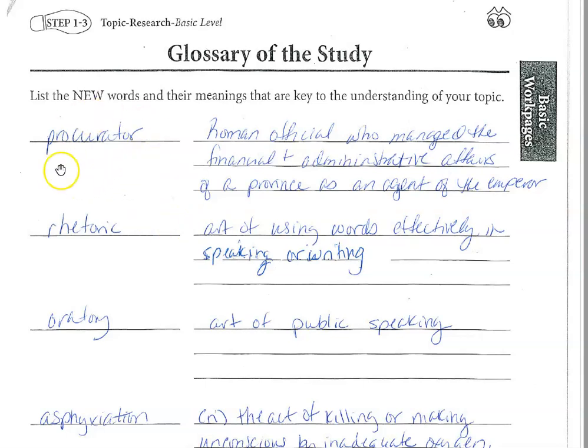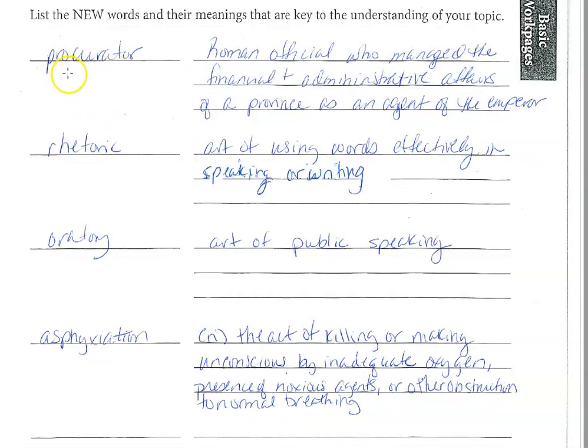So these are just some that were coming up when I was researching Pliny, right? So a procurator is an official who managed financial and administrative affairs as an agent of the emperor. So basically like a governor, okay? Basically he was like a governor of an area. Rhetoric is the art of using words effectively. He was known to be very good at rhetoric, right?